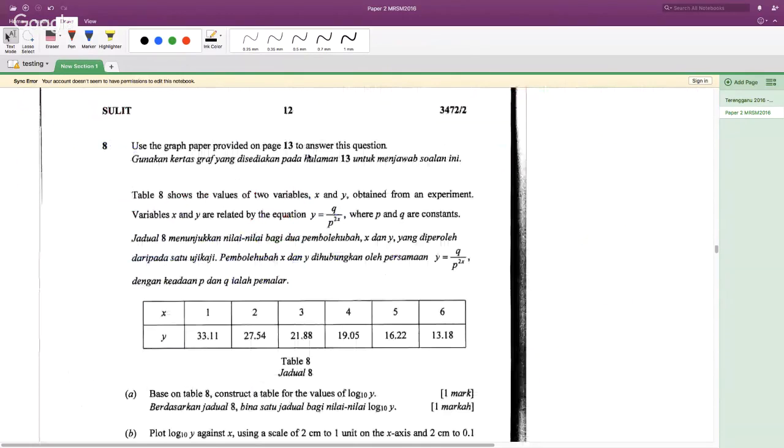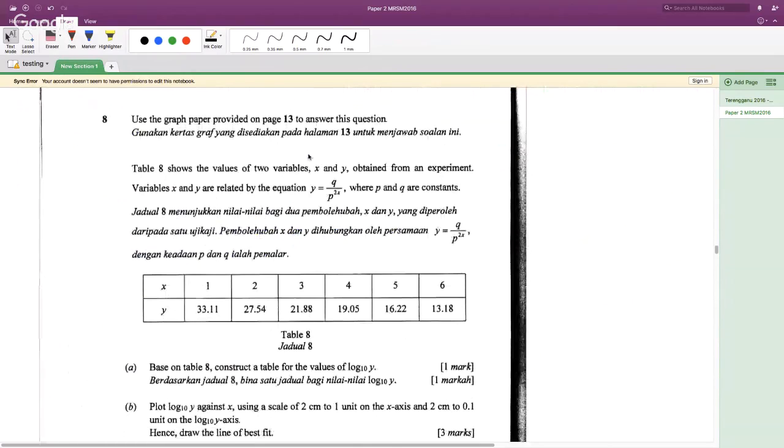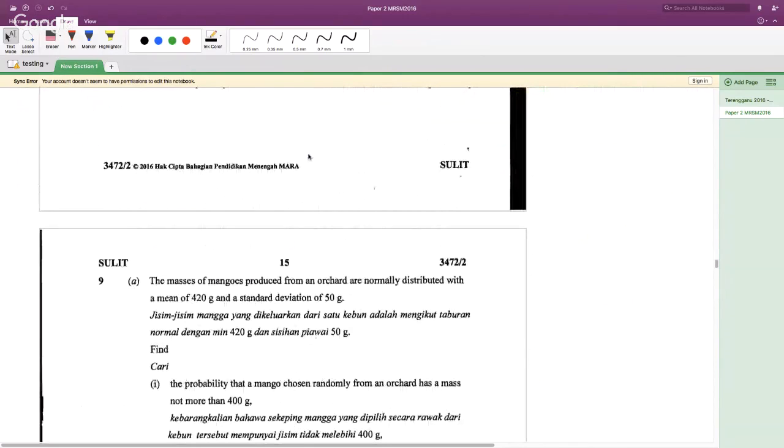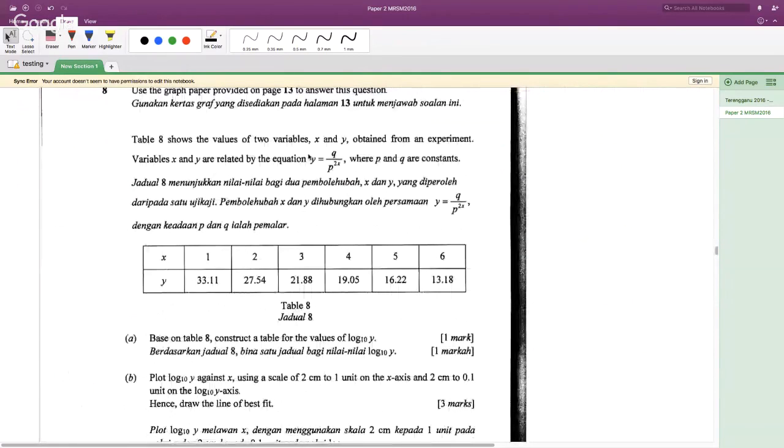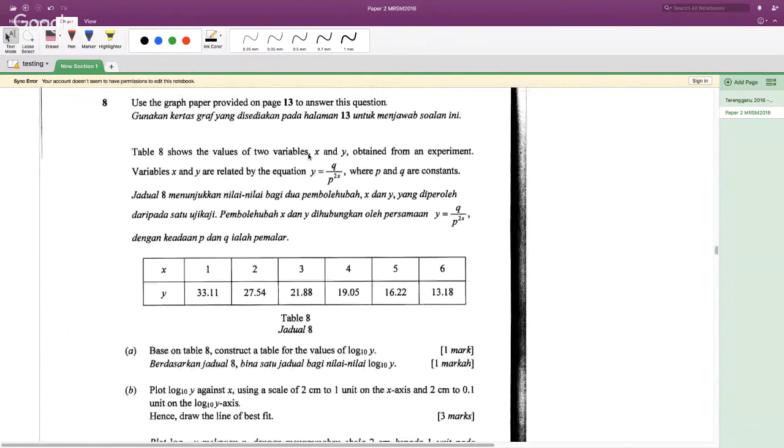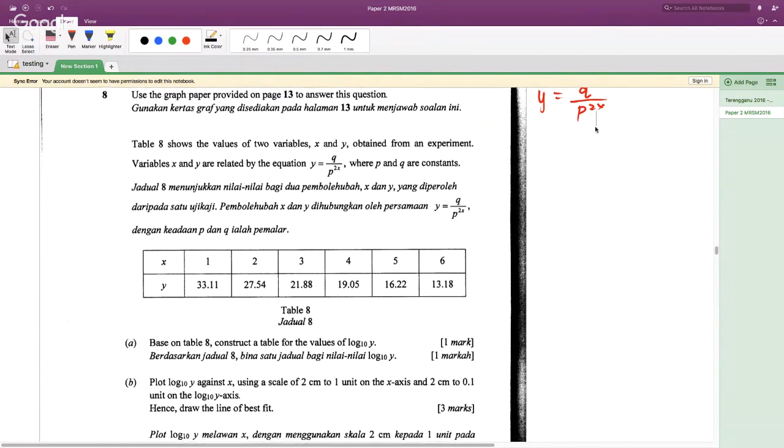All right, so okay, linear law, I don't think I will draw this one, but I will explain about this one. All right, so you just try to draw it yourself at home. All right, so from here, okay, table 8 shows the values of 2 variables x and y obtained from an experiment. Variables x and y are related by the equation y equals q over p to the power of 2x. All right, where p and q are constants.